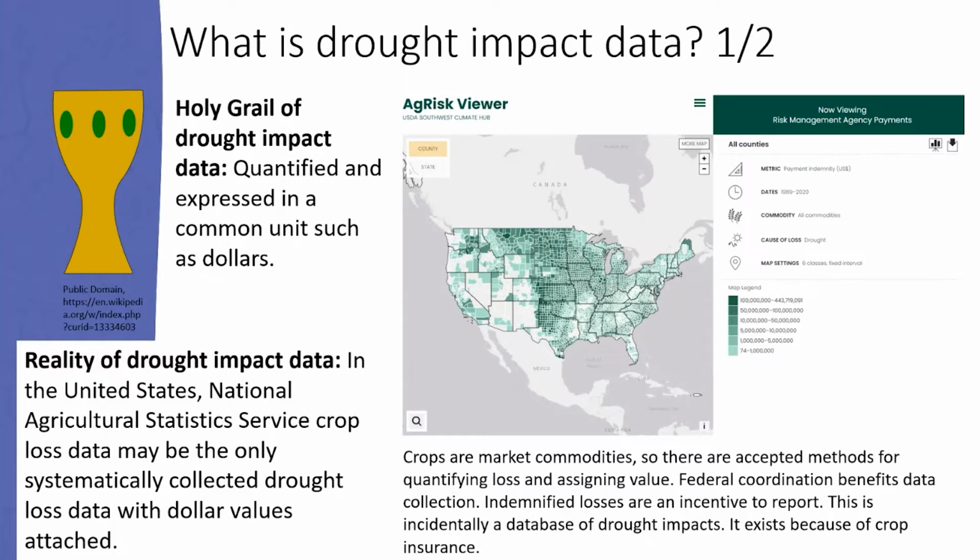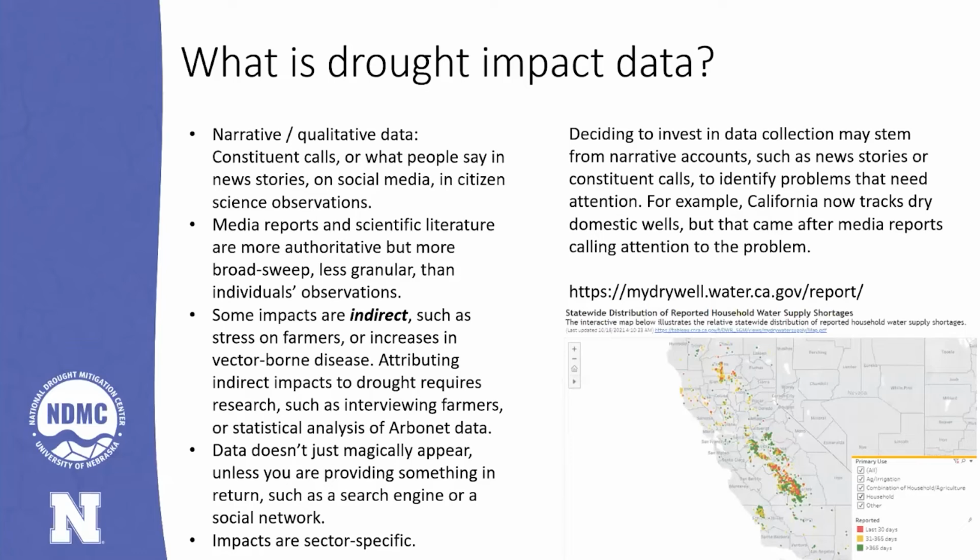And people are always telling me, well, that's just anecdotal data. And it's like, well, yes, that is how it starts. A lot of times narrative or qualitative data emerges as a constituent call saying, something's wrong here, we have a problem, or in news media, which is designed to detect a deviation from normal, much like drought. A lot of times people pick up things on social media first or in citizen science observations.